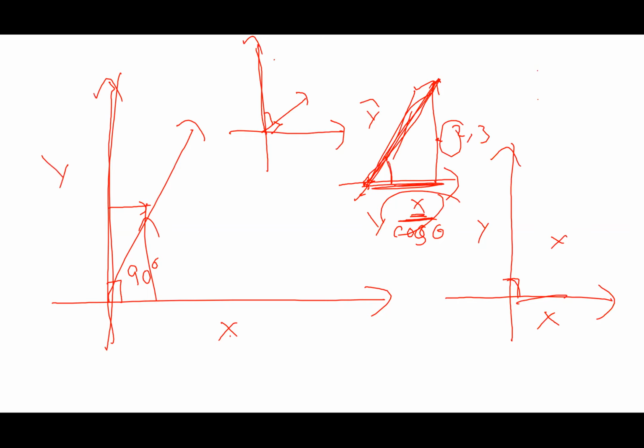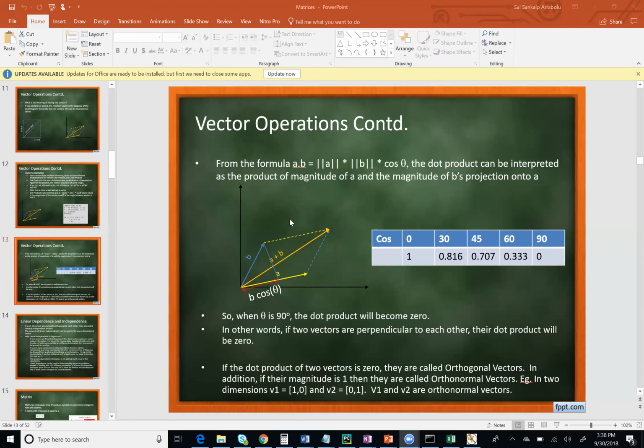I'll move forward. So that's why we learn this. And what will give you that angle? It's the dot product of two vectors. A dot B is given as the magnitude of A times the magnitude of B times the cos of the angle between both of them. When theta is 90 degrees, the dot product will become 0 because cos of 90 is 0. In other words, if two vectors are perpendicular to each other, their dot product will be 0. If the dot product of two vectors is 0, then they are called orthogonal vectors. In addition, if their magnitude is 1, they're called orthonormal vectors.